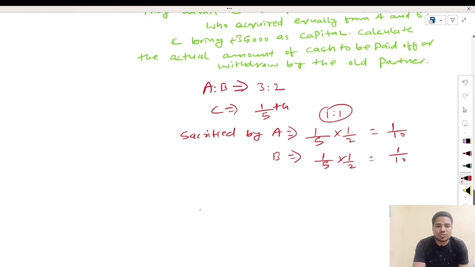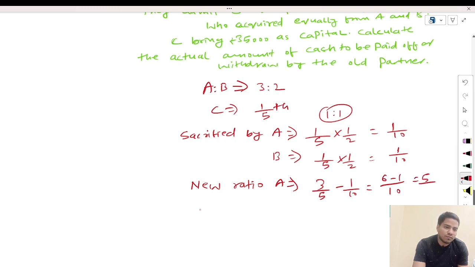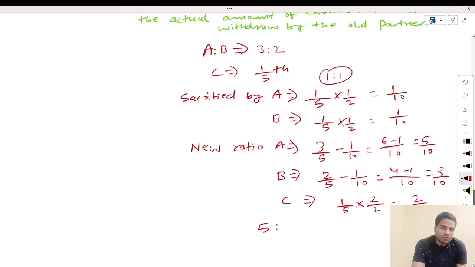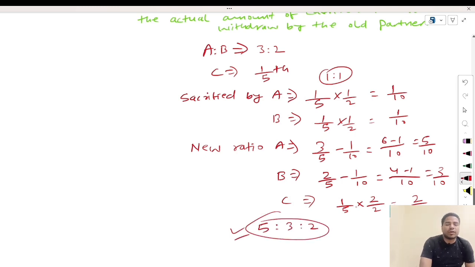Then what would be the new profit sharing ratio? The new share of A would be 3/5 minus 1/10. LCM is 10, so 6 minus 1, 5/10. And for B, 2/5 minus 1/10. LCM is 10, 4 minus 1, 3/10. And C's share is 1/5th; we equalize the denominator, 2/10. Now the new profit sharing ratio is 5:3:2.